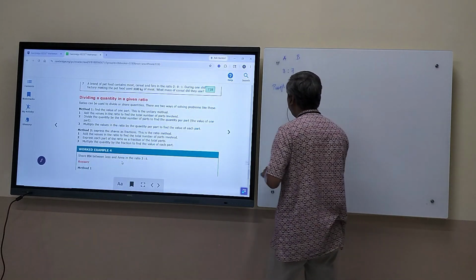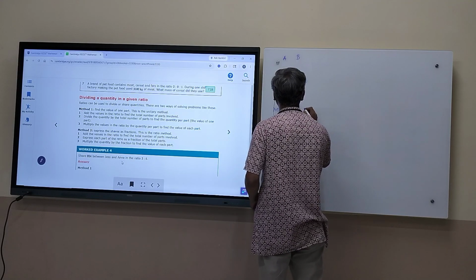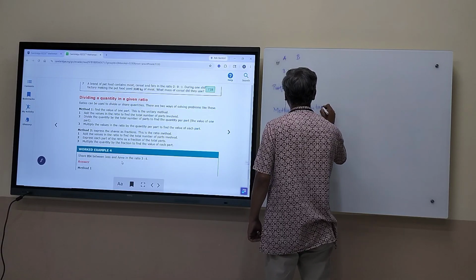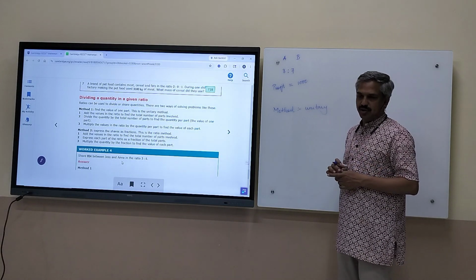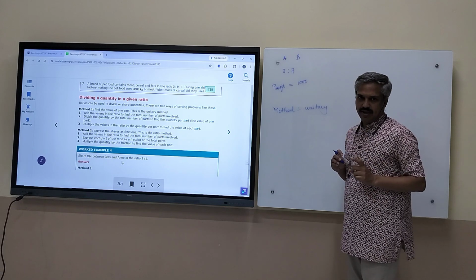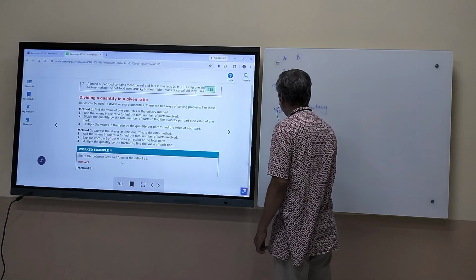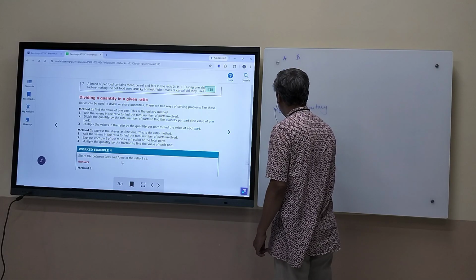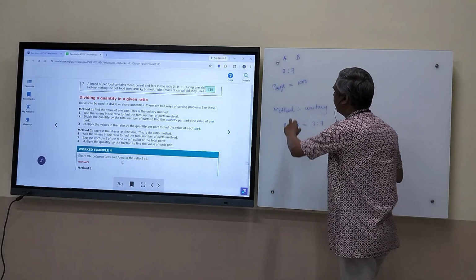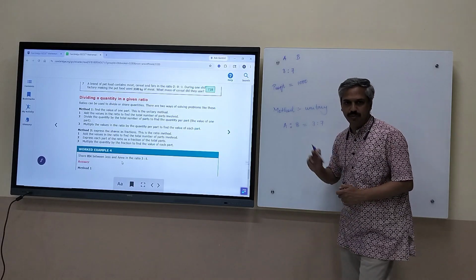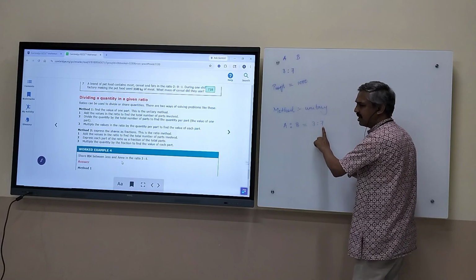How can we do that? There are two methods. Method one is called the unitary method. The word unitary comes from the word unit. So we'll first find the value of 1 unit and then we'll distribute. How? We are saying that the profit for A and the profit for B are in the ratio 3:7, because it was agreed that the profits will be in the same ratio as the investment. Now we'll say that this is 3 units and this will be 7 units.